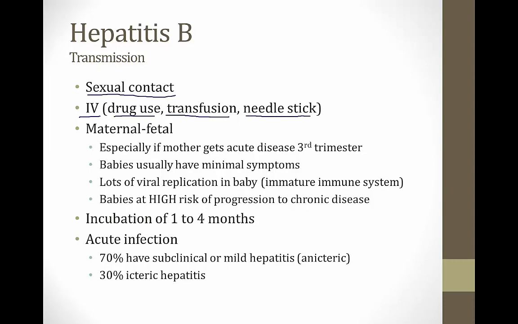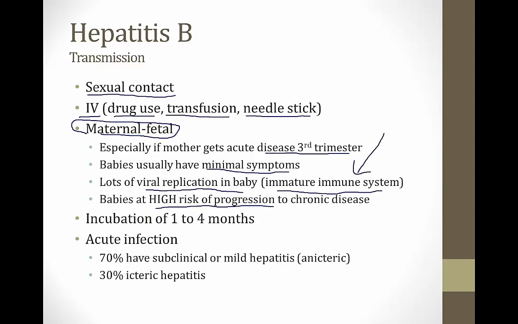It can also be passed from a pregnant woman to her fetus. This is especially true if the mother gets acute hepatitis B during the third trimester. Babies who are born with hepatitis B usually have minimal symptoms, even though there is lots of viral replication in the baby. This is because the baby has an immature immune system, so they can't mount a strong immune response, and therefore there are few of those symptoms of inflammation. Nevertheless, the babies are at very high risk of progression to chronic disease because of the immature immune system, and therefore there's lots of viral replication going on.